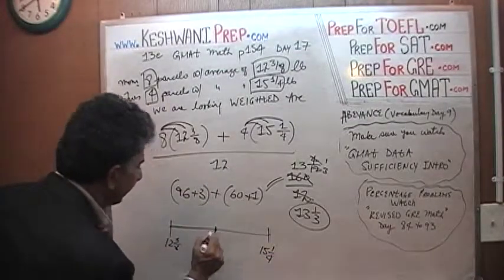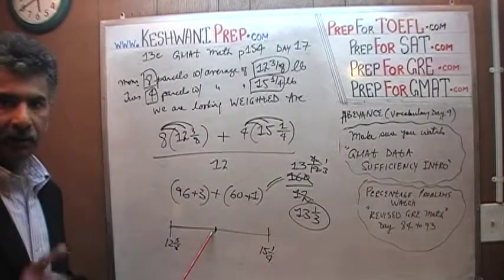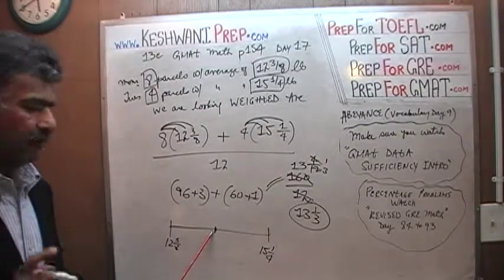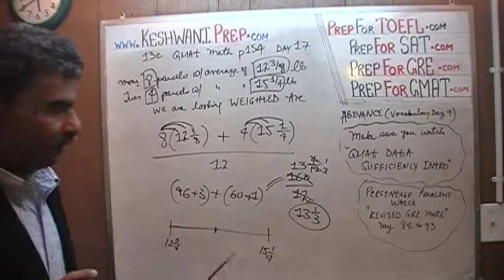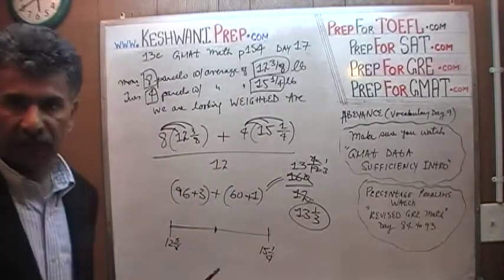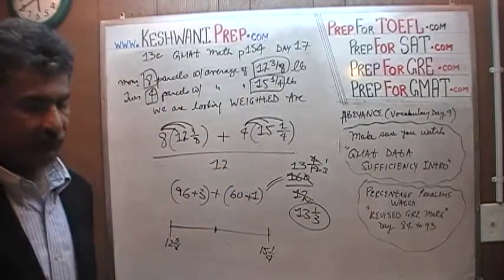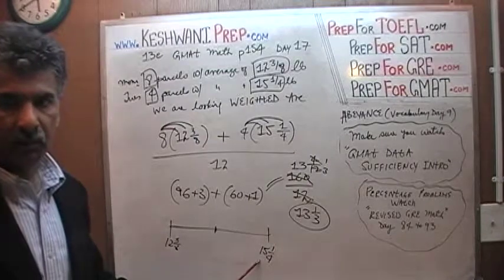Average would have been exactly in the middle, whatever that happens to be. But that's not the point I'm trying to make here. The point here is that the correct answer, the overall average of the 6 packages, whatever it is, cannot be above 15 and a quarter.